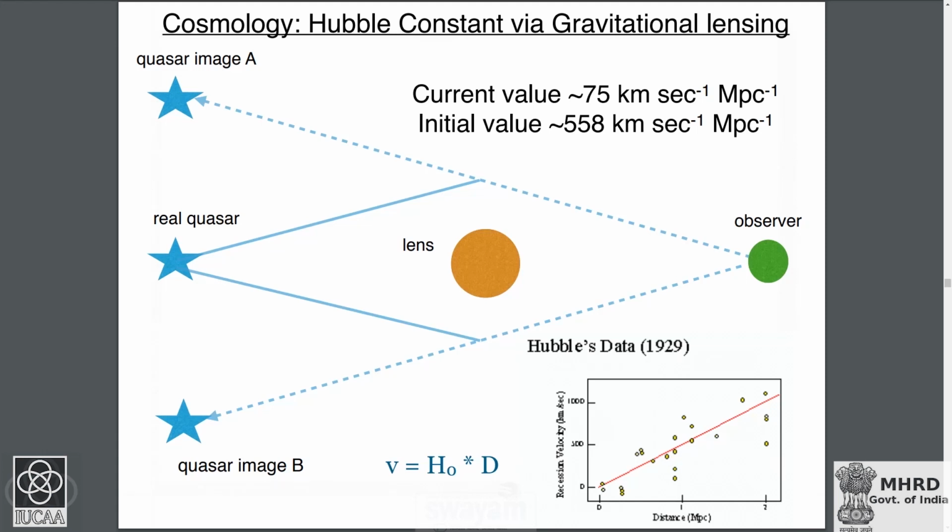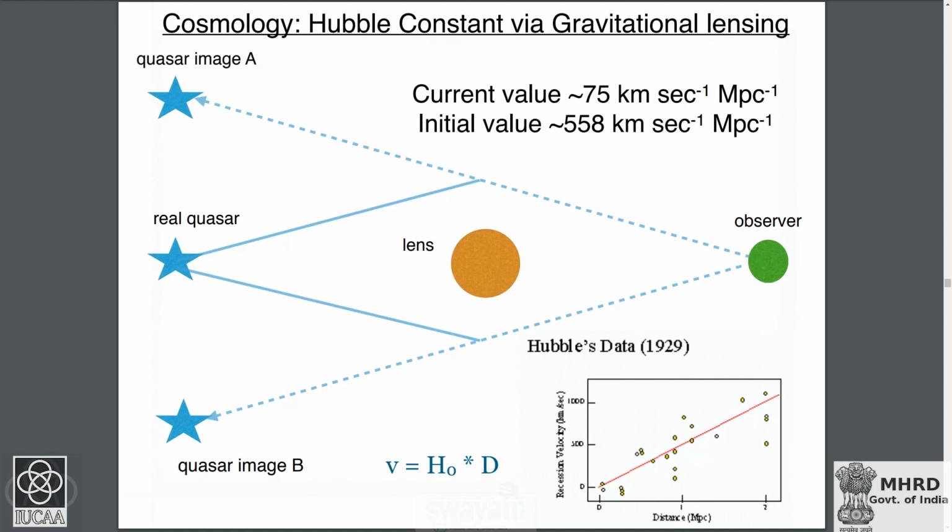Yet another application of time domain astronomy is in cosmology. Here I want to emphasize that the Hubble constant is a very important cosmological parameter. Though this was known in the 1920s by Hubble, where he found a linear relation between the recession velocity of the galaxies and the distance. He explained it as V is equal to H naught into the distance. H naught is what is called the Hubble constant. In the 1920s, he arrived at a value of around 558 kilometer per second per megaparsec, and now we know it is around 75 to 100 kilometer per second per megaparsec.